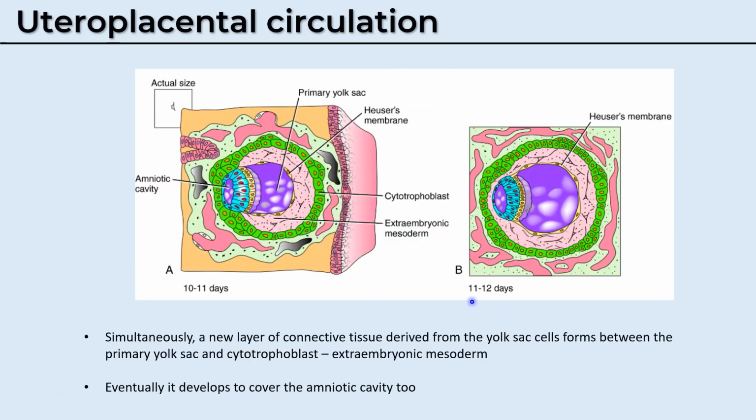By days 11 to 12, we can see that this extra-embryonic tissue has completely encircled the whole of the epiblast and the primitive yolk sac. We can also see that the amniotic cavity is continuing to increase in size, and the blood being supplied by these lacunae from the syncytiotrophoblasts is going to continue to increase as utero-placental circulation is becoming more specialised.